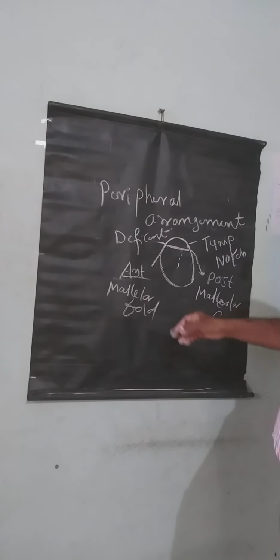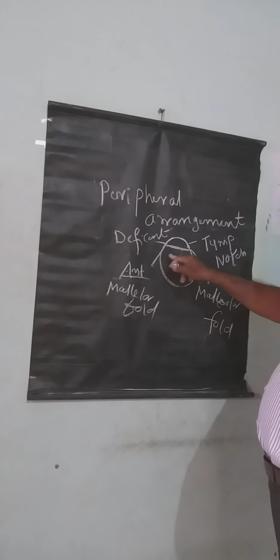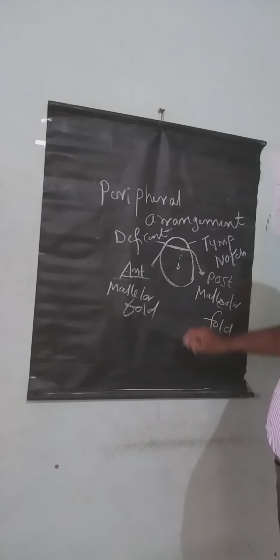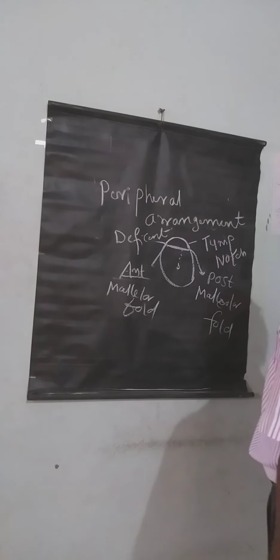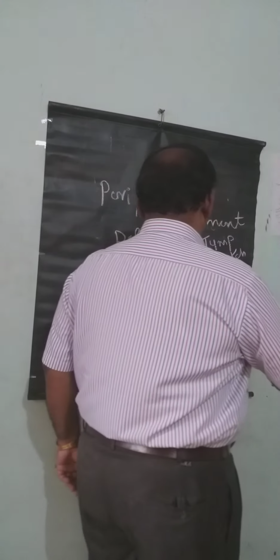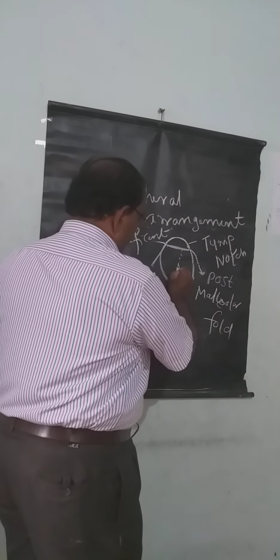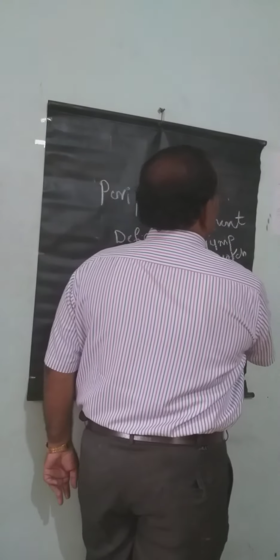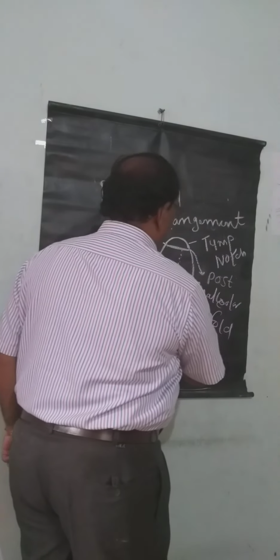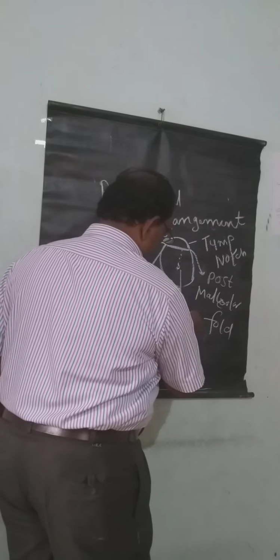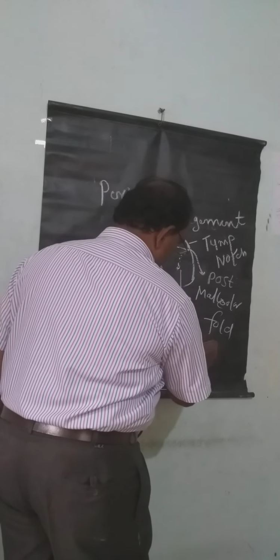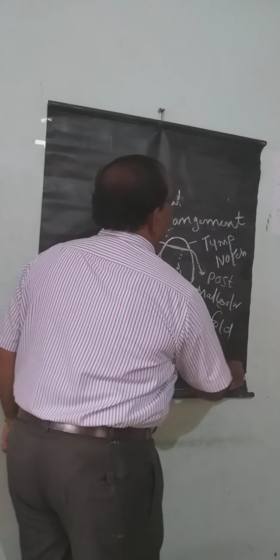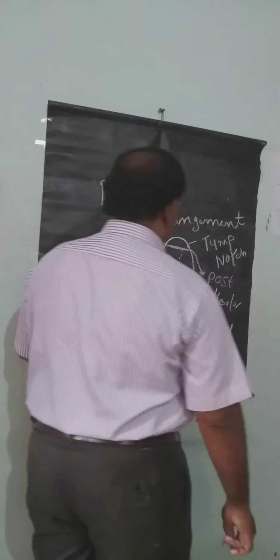There are two folds: the anterior malleolar fold and the posterior malleolar fold. There is an impression of the handle of malleus, a line of the handle of malleus. I am speaking about the outer surface.